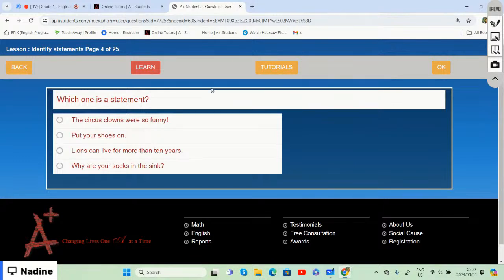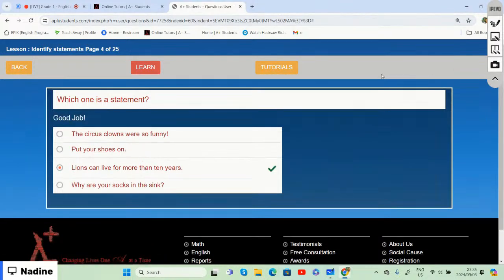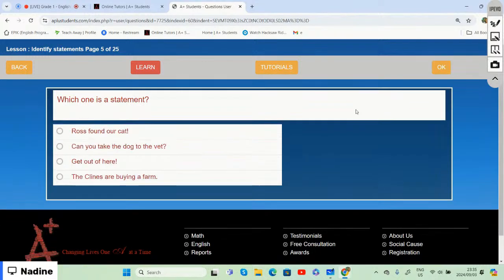All right, and if we were to choose which statement, right? Then we would say option three, which is lions can live for more than 10 years. And that is a statement.